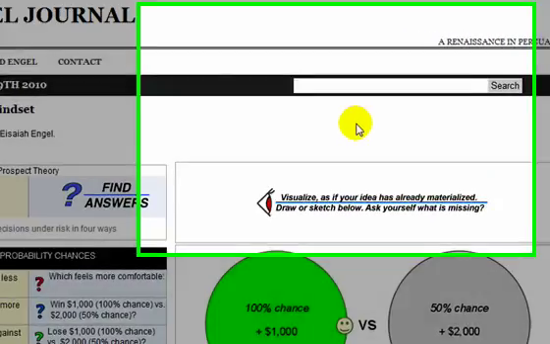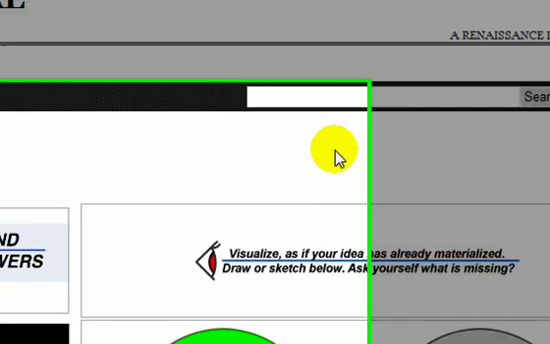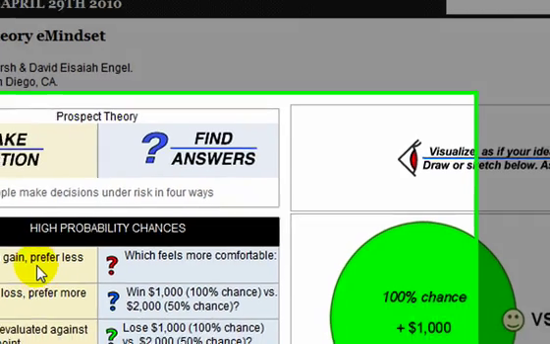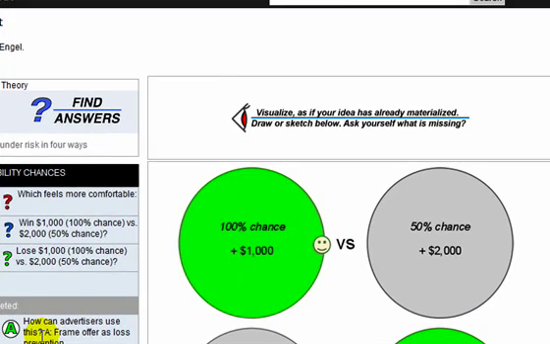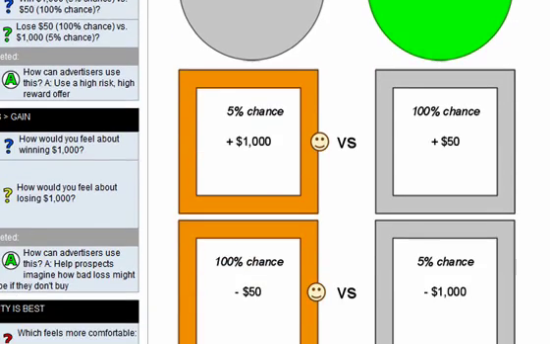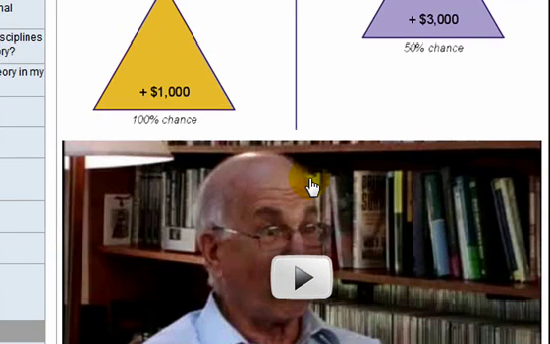The prospect theory eMindset separates prospect theory into three specific types of information. We've got our statements or actions to take over here. These are known facts on the left-hand side. We have our questions to ask ourselves to check in with the theory, and also frequently asked questions or answered questions are found here under the completed section. We've got visualizations over here to help us see what the concept is. And all of this is delivered in parallel.